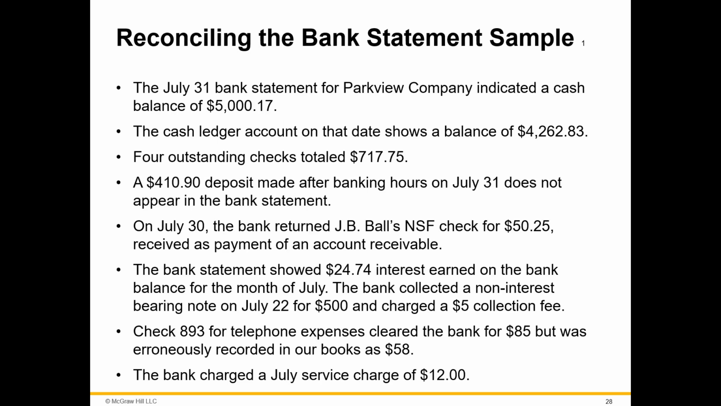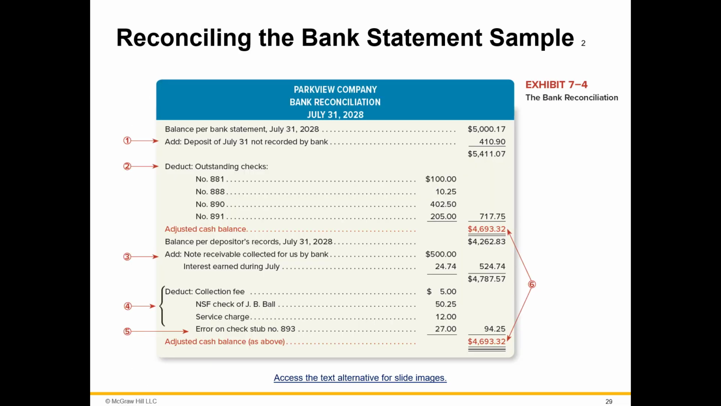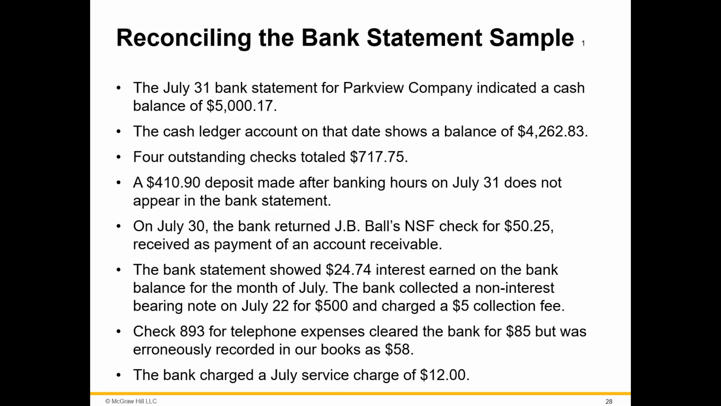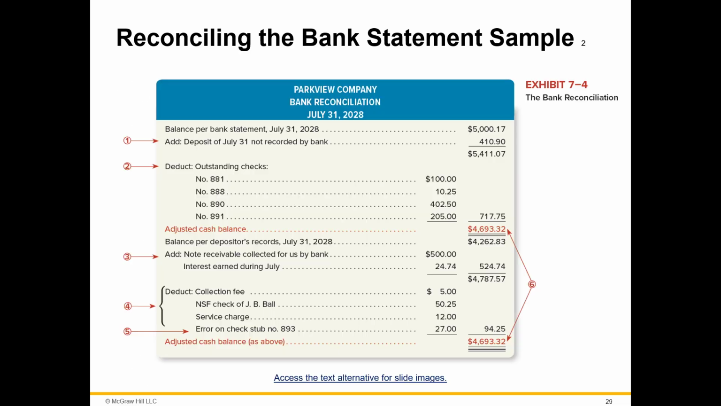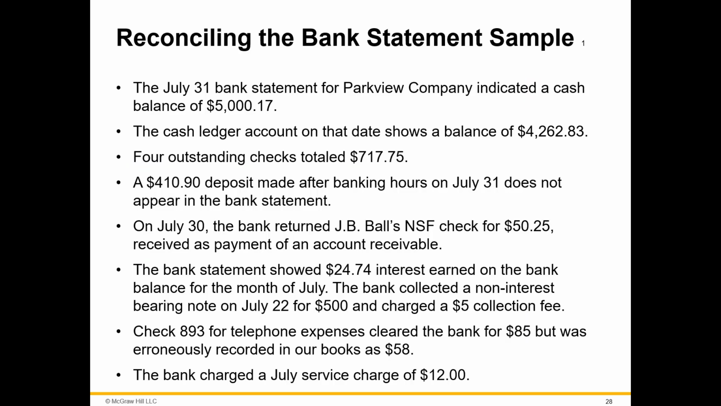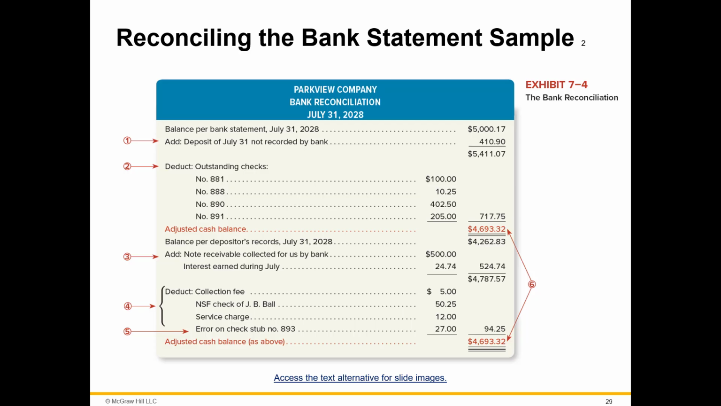And so let's do an example. Here's an example for Parkview, and we can see its balance is 5,017. I'm going to go to the next slide just to see that. So here's the 5,017. The cash ledger on the date shown was 4,262.83. That amount is shown here, and that's the balance per the depositor's record. We see that, and those are the amounts that need to be reconciled. All right, so let's go back here. Outstanding checks total 717.75, and here are those.